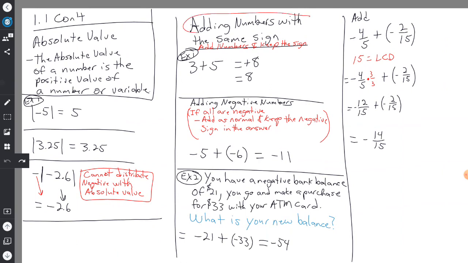So now we want to take a look at adding numbers with the same sign. When we add numbers with the same sign, we add the numbers together and keep the sign. So, generally we're familiar with adding positive numbers. So like 3.3 plus 5, that gives us a positive 8. So a positive 8, we just make it into 8.